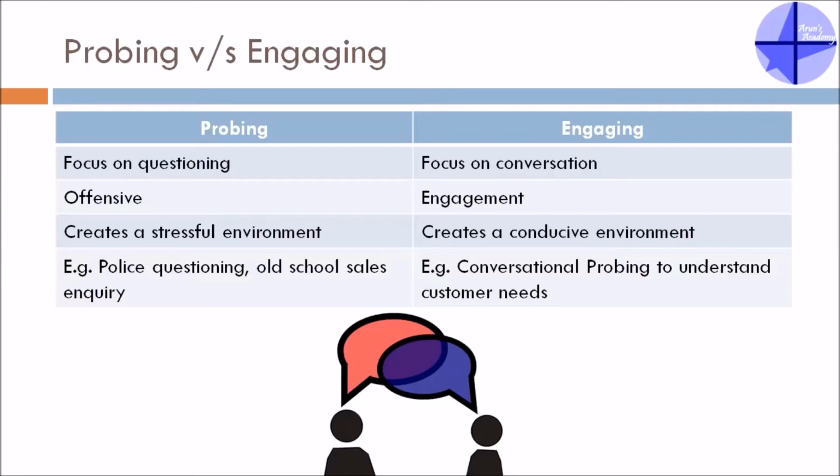What are the examples of probing? Police questioning. If someone is a suspect in some of the police cases, police will call that person to the station and start asking questions, right? Traditional salespeople actually do this kind of questioning. So now you can understand how offensive it can become. Old school sales inquiry. If a customer calls an organization for a sales inquiry, probing or questioning starts. This is all about probing. As you can see, it is a very negative kind of a process.